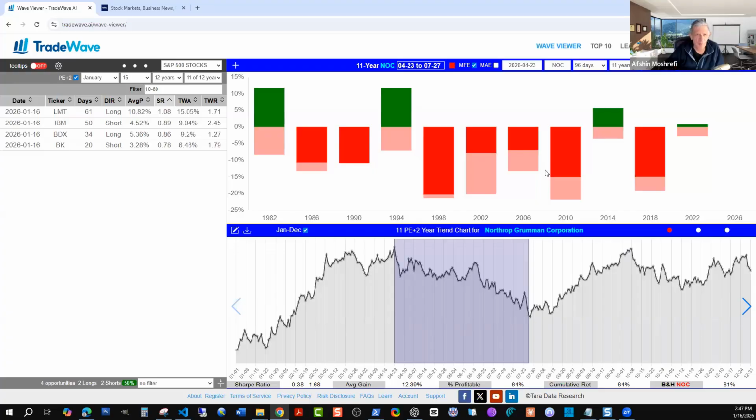But these are low volatility stocks. Things like this don't usually happen. But we can see in midterm election years they do.